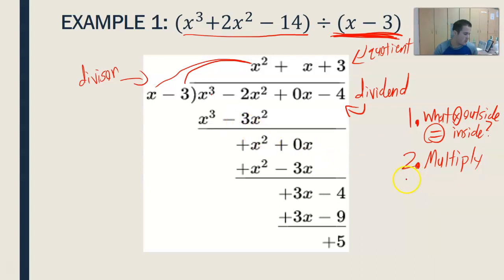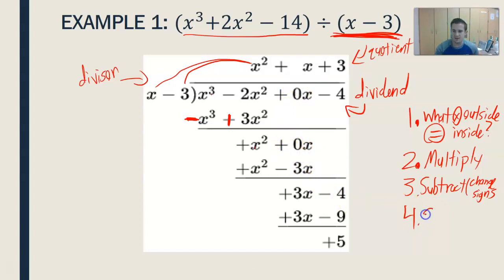Okay, now my next step is to subtract, or change the signs. I'm going to subtract this term by changing each of these signs. Remember, subtraction changes the signs. And I'm going to do this math. X cubed minus x cubed is 0, so that just goes away. Negative 2x squared plus 3x squared is a positive x squared. And then I'm going to bring down my next term, the 0x, as the next term that's left in this polynomial.